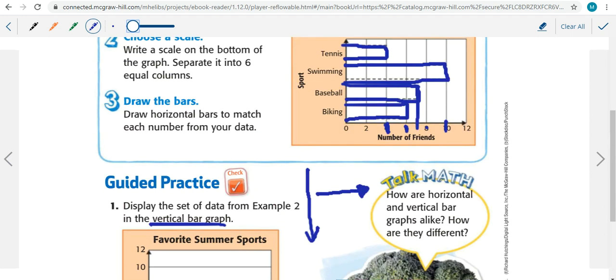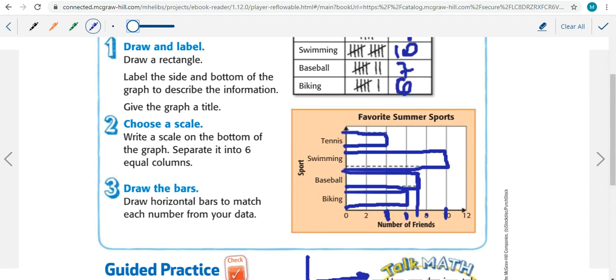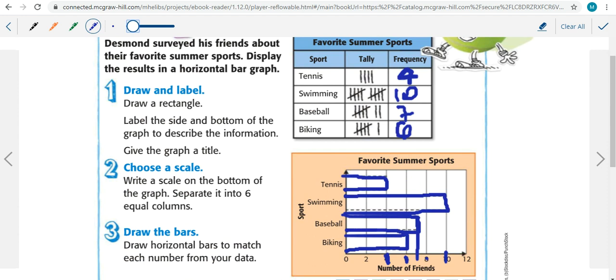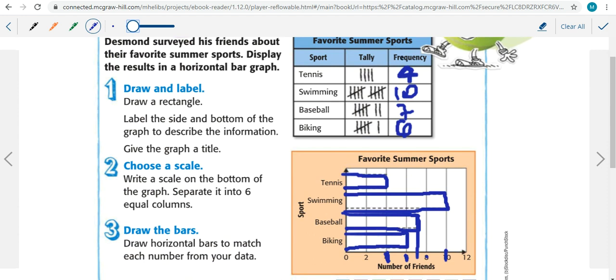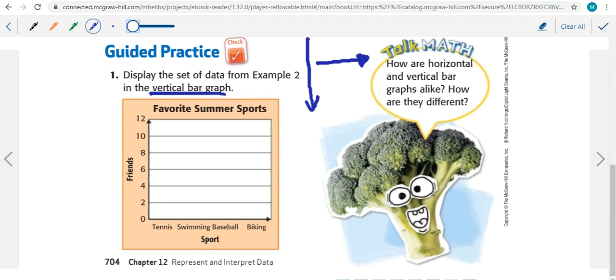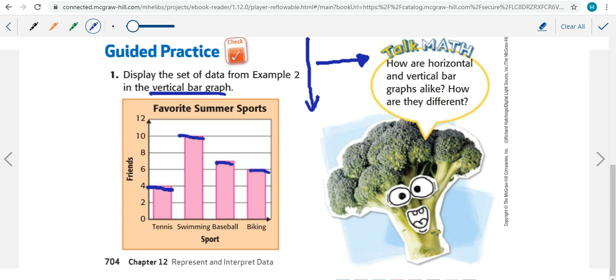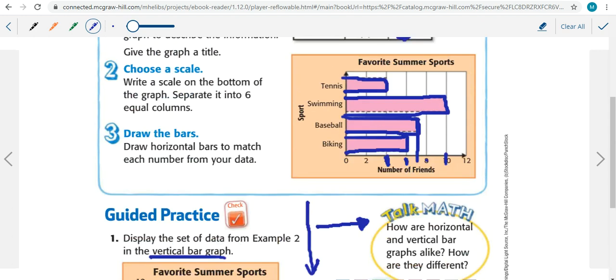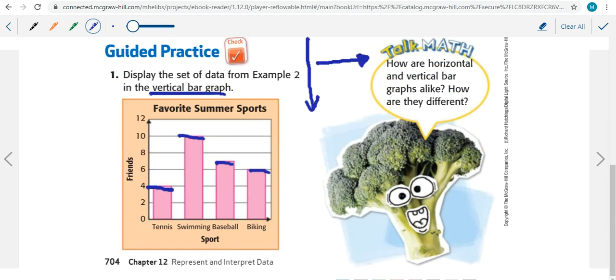Remember, tennis has 4, swimming has 10, baseball has 7, and biking has 6. So you have to draw vertical bars to represent the information, the data, okay? And your bar graph should look like this. Tennis has 4, swimming has 10, baseball has 7, and biking has 6, okay? So this is how your bar graph should look.